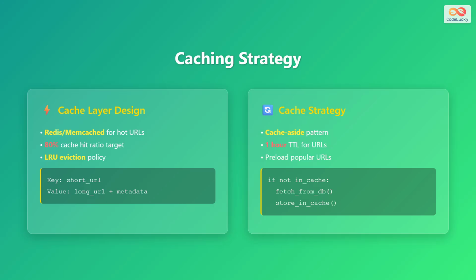Let's discuss the caching strategy. For the cache layer, Redis or Memcached can be used to store hot URLs. The target cache hit ratio is 80% with the LRU eviction policy. The key will be the short URL, and value will be the long URL along with metadata. The cache strategy can follow the cache-aside pattern with a 1-hour TTL for URLs. Popular URLs can also be preloaded. If the URL is not in the cache, it is fetched from the database and then stored in the cache.